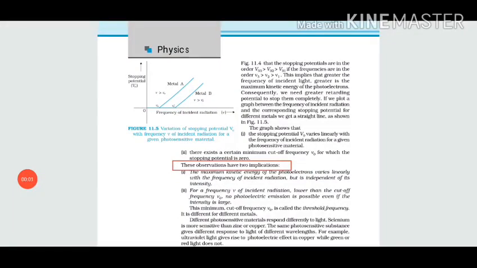Hey everyone, this is the third video lecture of chapter 11, which is dual nature of radiation and matter. So I had explained to you what the photoelectric effect is and what the graphical variations will be. So let us revise it once.